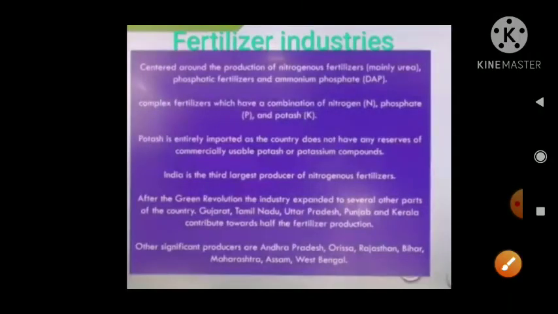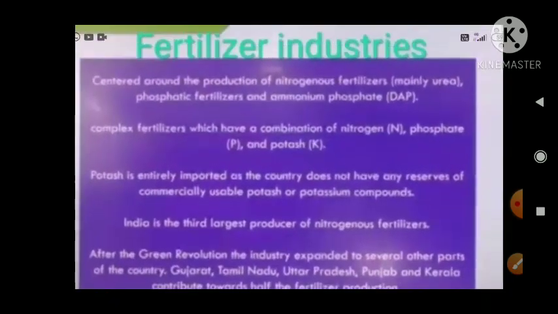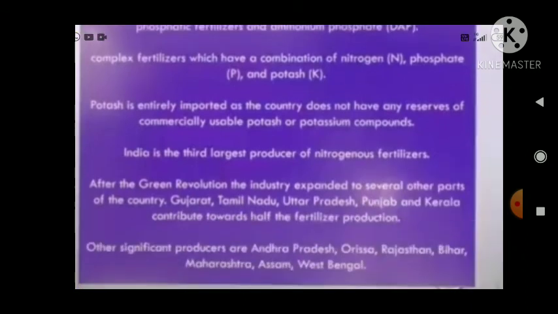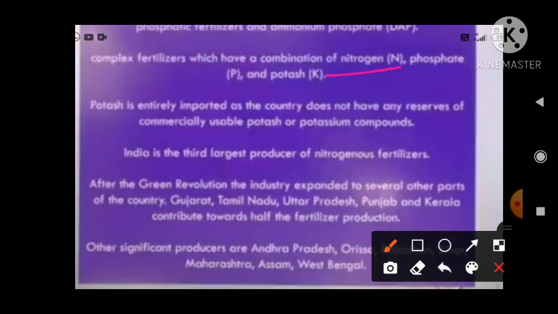The fourth mineral industry is the fertilizer industry. It is centered around the production of nitrogenous fertilizers, mainly urea, and phosphatic fertilizers, such as ammonium phosphate. Complex fertilizers have a combination of NPK: nitrogen, phosphate, and potash, or potassium. Nitrogen is very much required by plants.